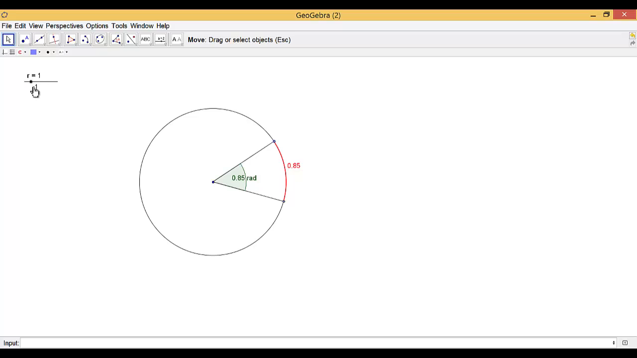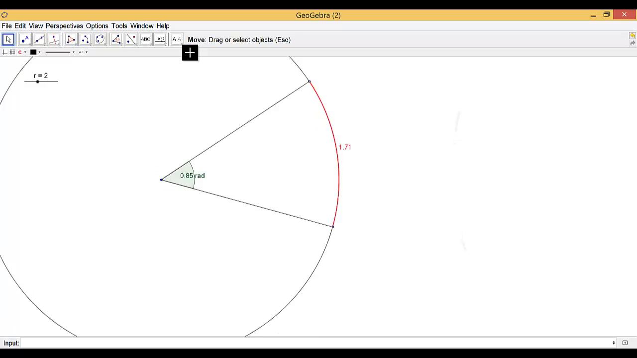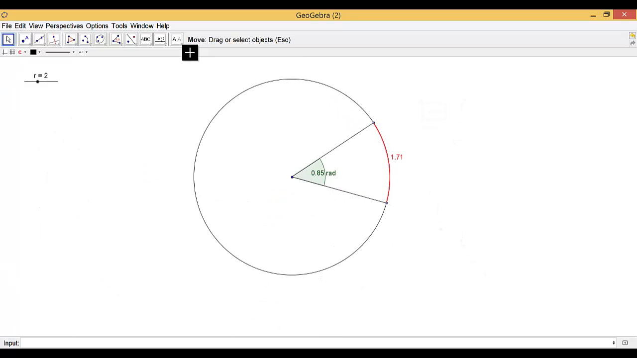I'm going to make this radius 2. So I've made my circle twice as big. Just zoom out a little bit. Now we can see here that the angle at the center and the arc distance are not the same thing anymore. In fact, if I move this around, have a look at some of the values that we're going to get. You can probably work out, if I make this a nice number, the arc length now is twice as big as the angle at the center when I've got a radius of 2.